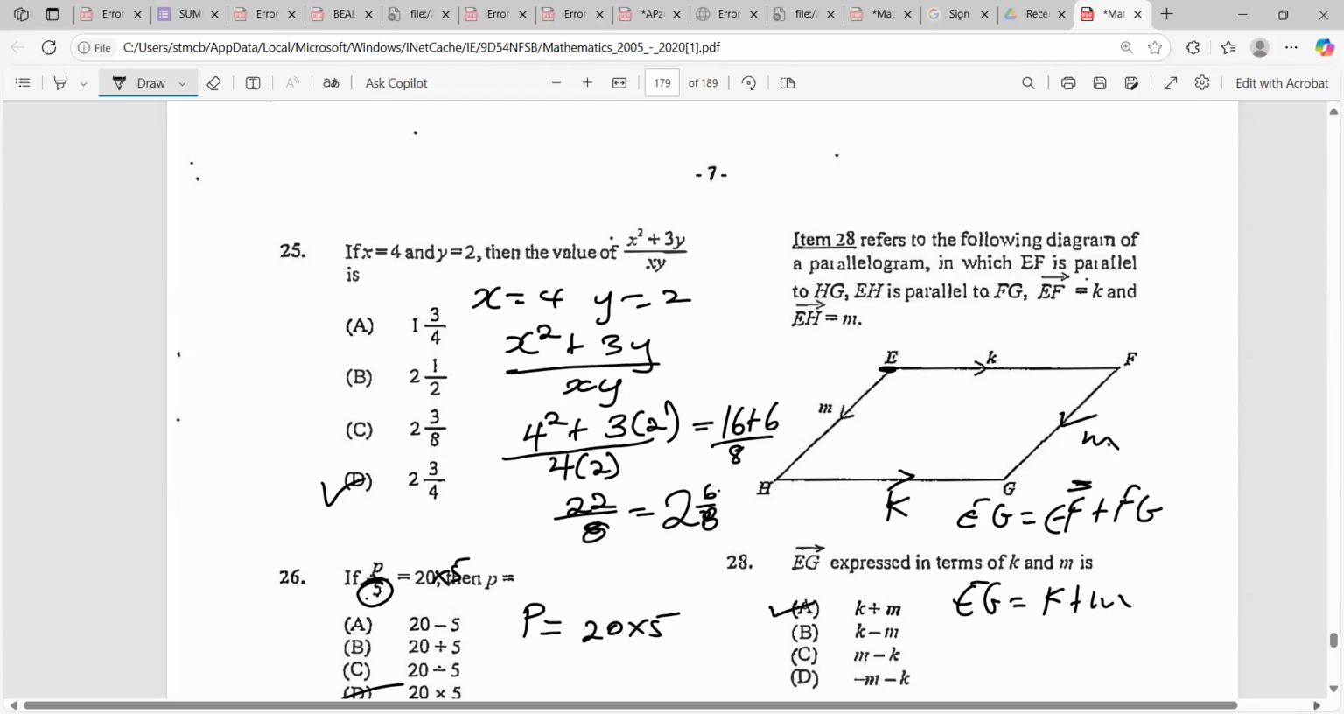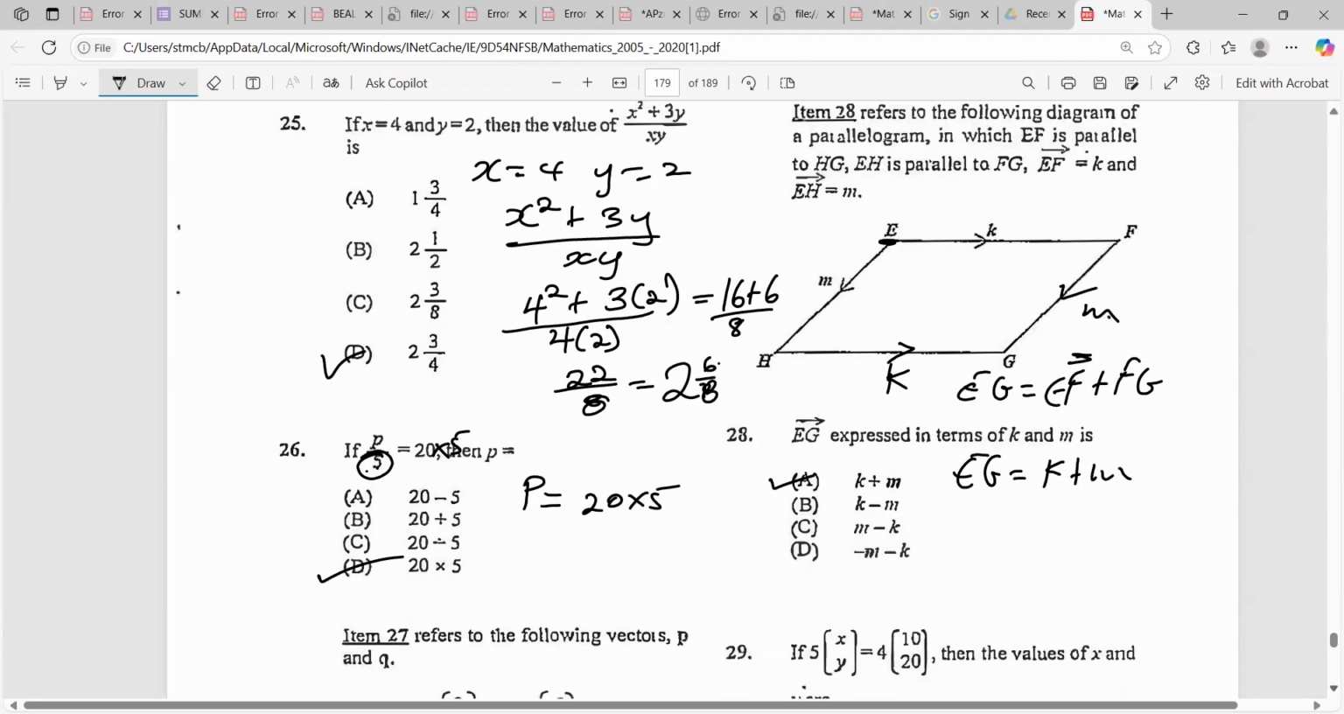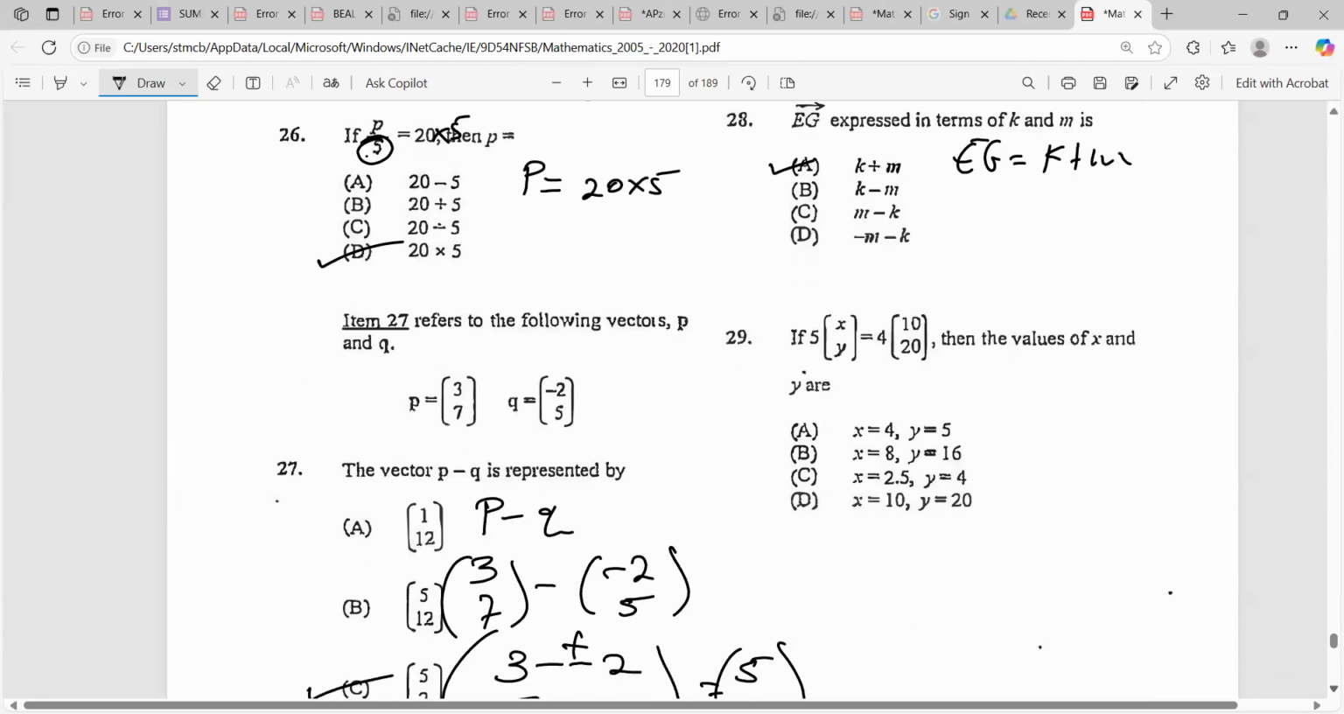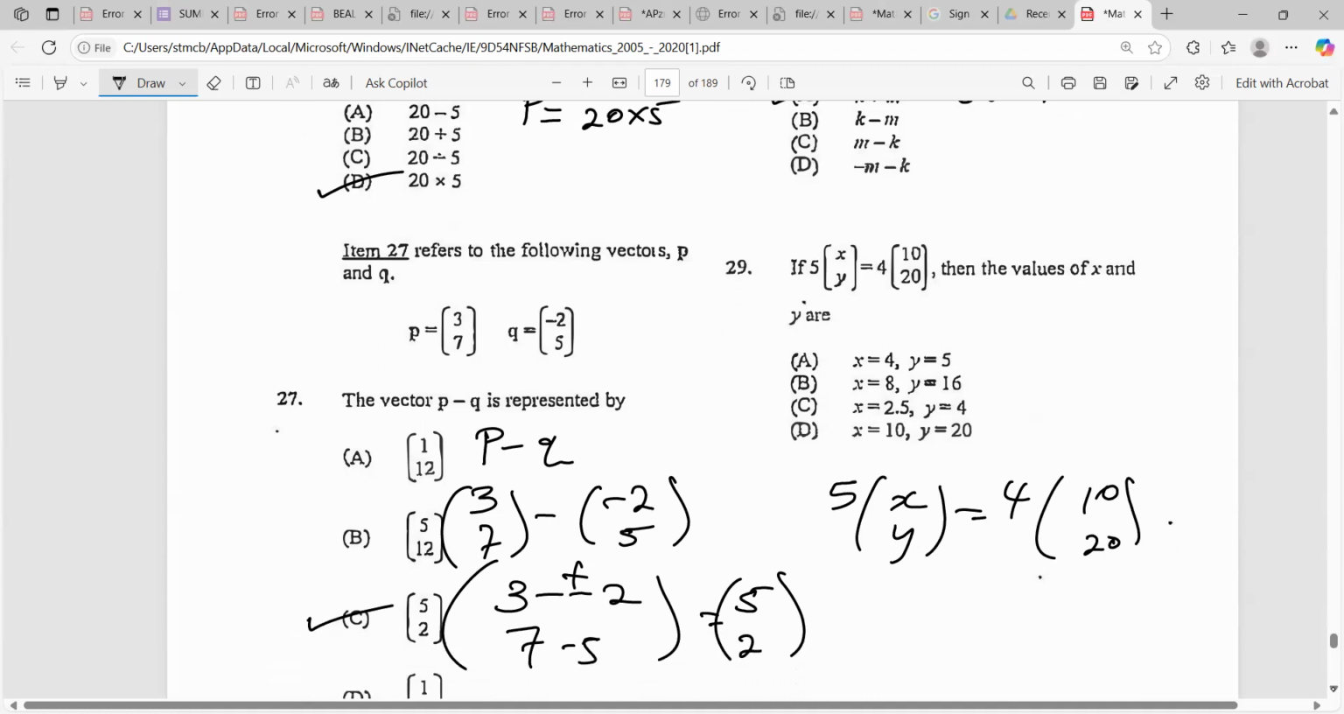Let's move on to 29. 29 says if 5 bracket (x, y) is equal to (4, 10, 20)... this is a repeat one, right? We did this one recently in the first paper. So we have 5 times (x, y), and that must equal (40, 80). We're going to expand because of the one bracket. 5 times x, 5x, 5 times y, 5y. Top one equal to the top, base equal to base. 4 times 10, 40. 4 times 20, 80.